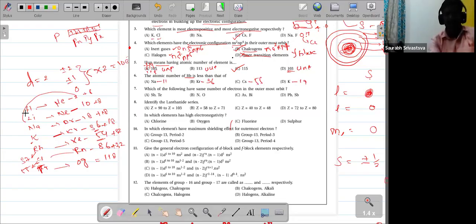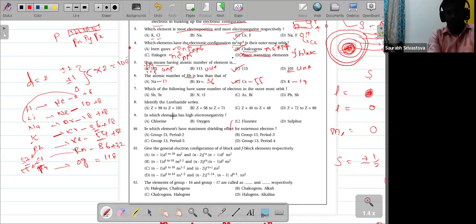So among these, which is the highest? The atomic number of rubidium is less than that of cesium, which is the highest atomic number compared to rubidium. Rubidium atomic number 37. So the remaining are all less than rubidium, only cesium has a higher atomic number. So that's why we are selecting cesium as the answer.